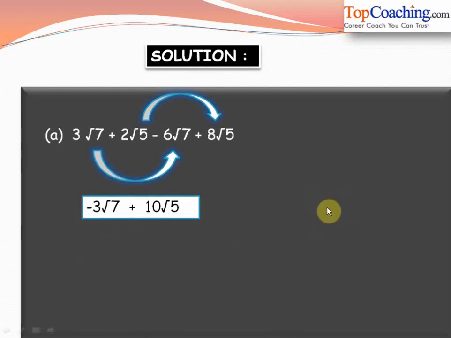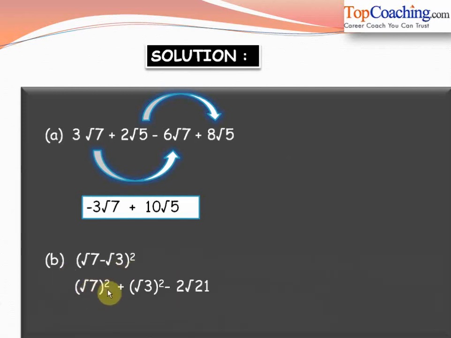Now let's solve the second part, which is we have to find the value of root 7 minus root 3 whole square. For this problem, we are going to apply the formula, which is a minus b whole square is equal to a square plus b square minus 2ab. Therefore, when we apply this formula, we get root 7 whole square plus root 3 whole square minus 2 times under root of 7 into under root of 3.